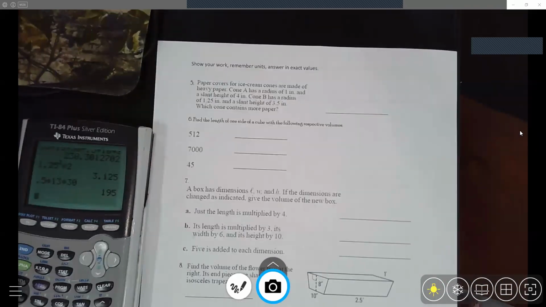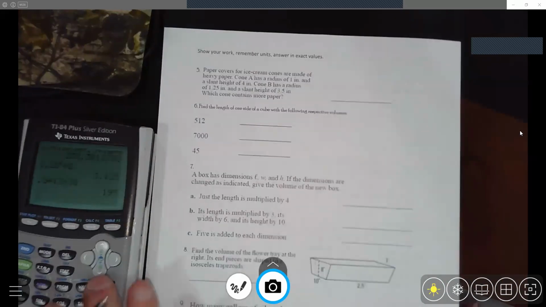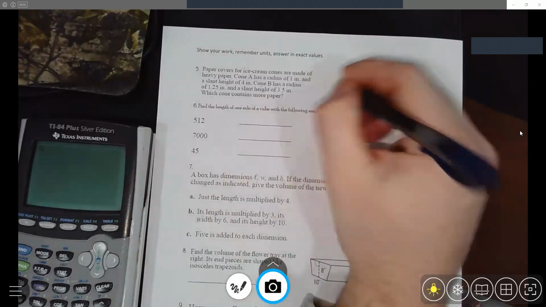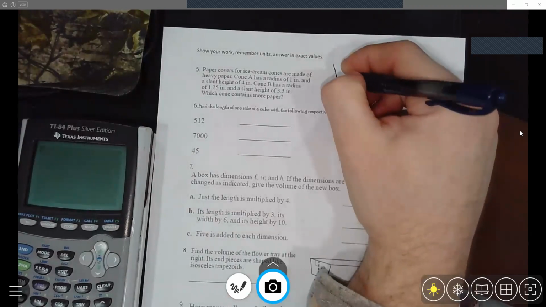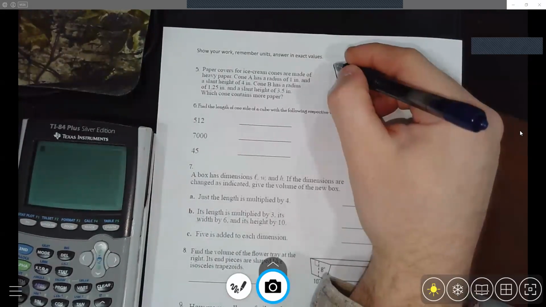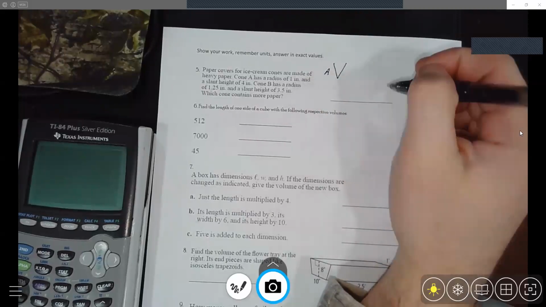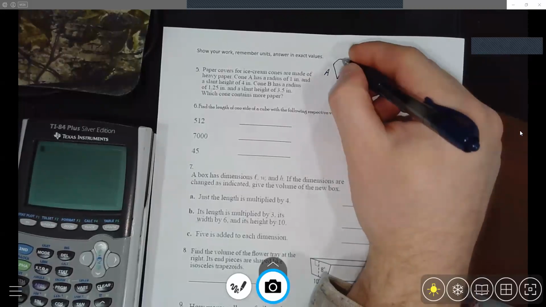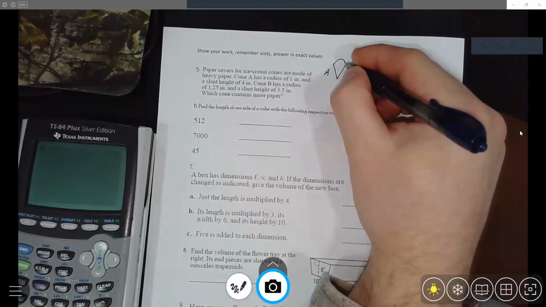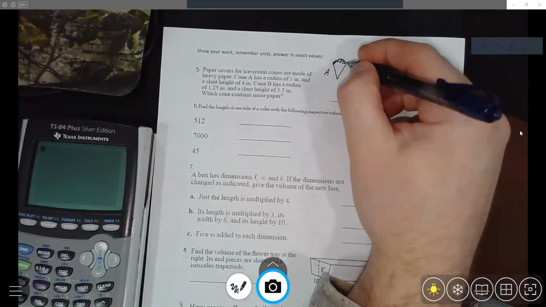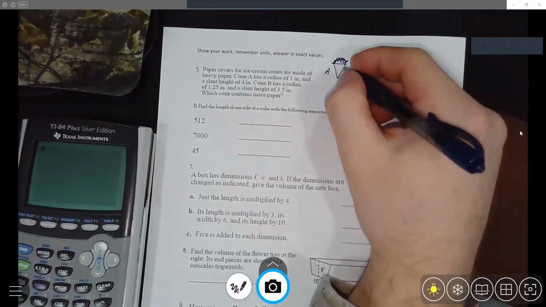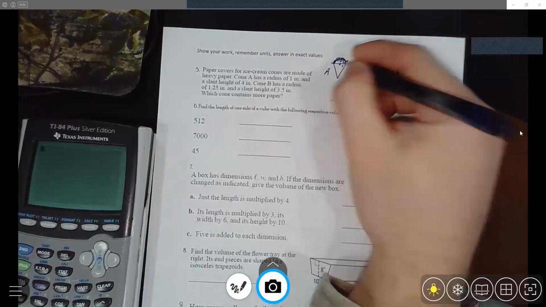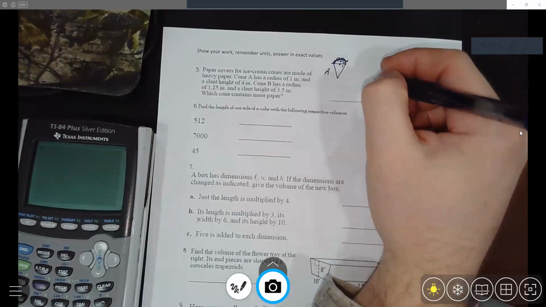All right, backside. Paper covers for ice cream cones are made of heavy paper. Cone A has radius of, let's draw our cones here. So here's my cone A. Has a radius of 1. Oh, we don't have ice cream on top, sorry. So you just got your cone and it has a radius of 1. And then a slant height of 4.